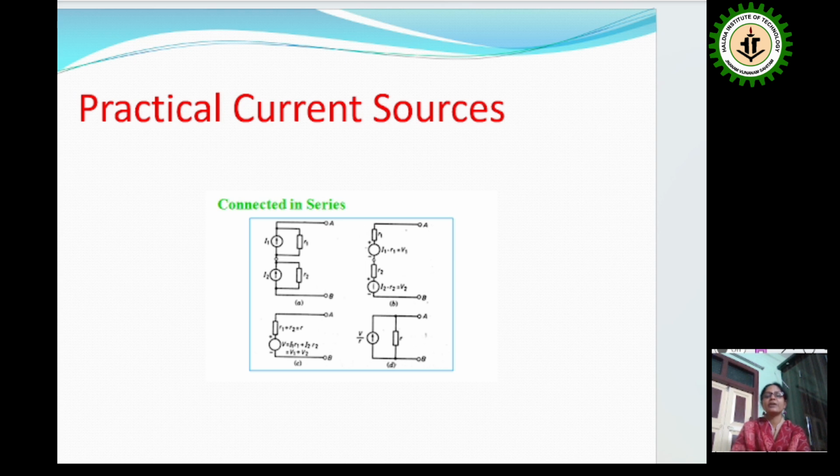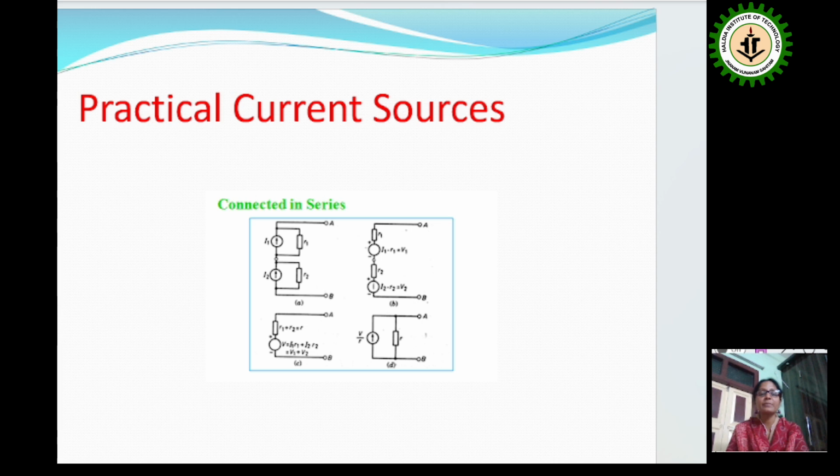Suppose two practical current sources are connected in series. Then how can we convert those two practical current sources into one current source? First, convert these two current sources into their equivalent voltage sources. After that, these two voltage sources are connected in series, so the summation of these two voltage sources will be equal to the equivalent voltage, and as these two resistances are connected in series, the equivalent resistance will be equal to the summation of these two resistances.